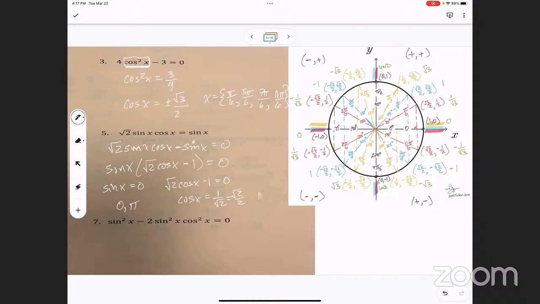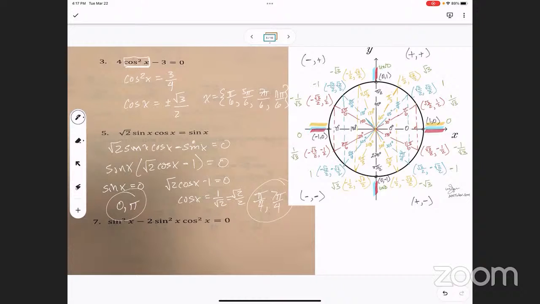So my answers are what? Pi over 6 and 11 pi over 6? 7 pi. Oh my gosh, I'm an idiot. Pi over 4 and 7 pi over 4. You guys are rubbing off on me. So someone else said that. Those are your 4 answers.